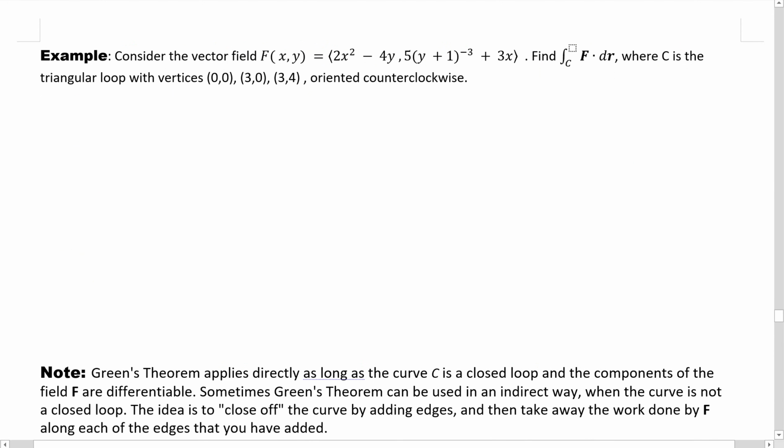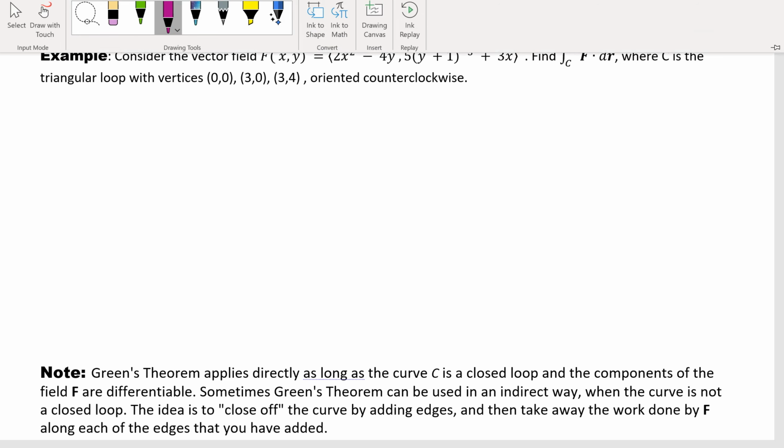Consider the vector field F = ⟨2x² − 4y, 5y + 1/(x−3) + 3x⟩. Find the circulation, or the line integral, where C is the triangular loop with vertices (0, 0), (3, 0), (3, 4), oriented counterclockwise. Okay, let's draw it.